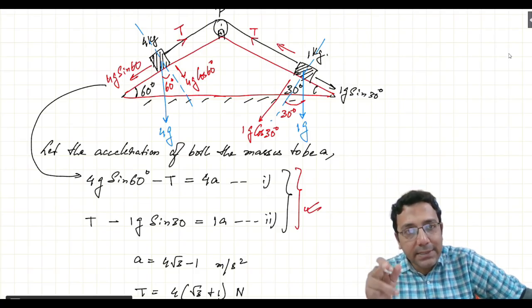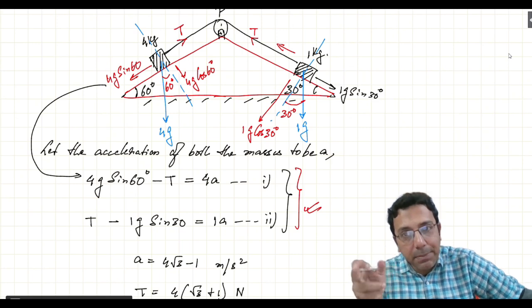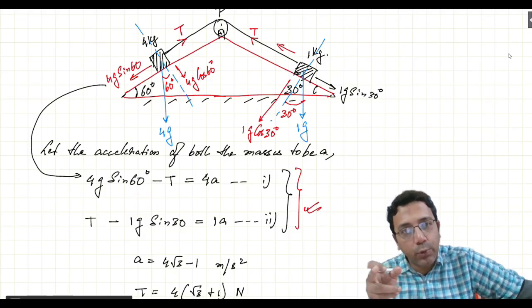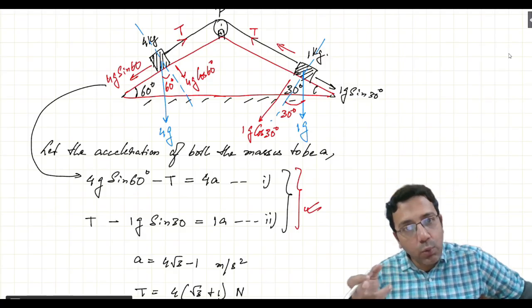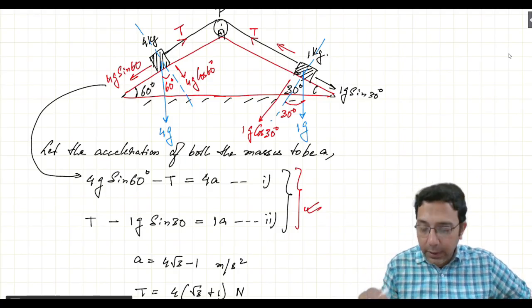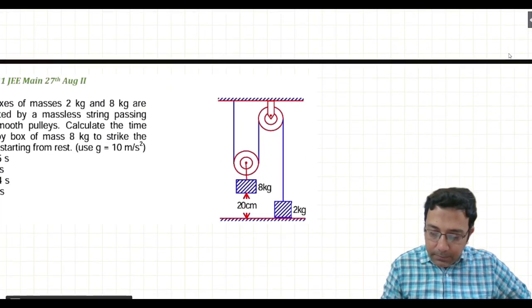So 4g sin 60 is greater than T, that is why 4g sin 60 minus T is equal to mass into acceleration. And on the right side, the mass is going up, so tension T must be greater than 1g sin 30. So T minus 1g sin 30 is equal to mass into acceleration, that is 1 into a. We have two equations and two unknowns: only capital T, that is the tension, and the small a, the acceleration, are the unknowns, so that we can solve it out. Okay, we'll just see the next problem.